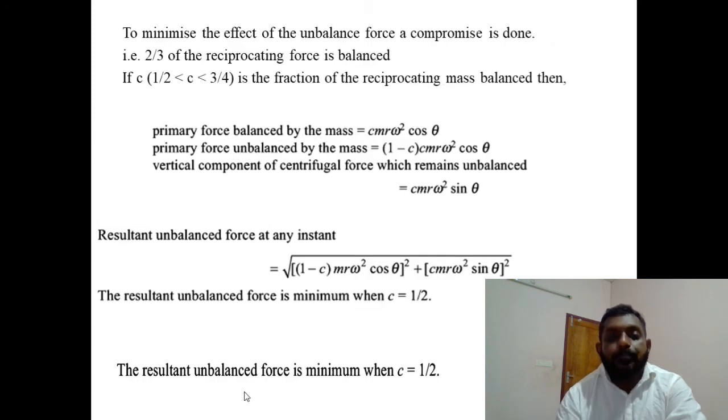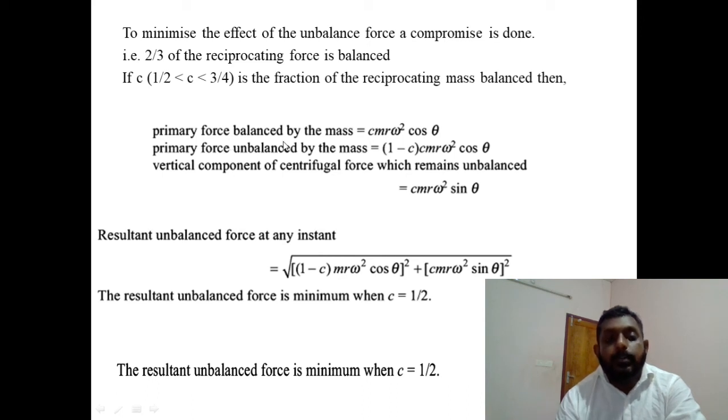slider crank mechanism. So to minimize the effect of unbalance, the only thing we can do is make a compromise. We are not taking a complete balance, we are considering a partial balancing. In the case of partial balancing, we are taking 2 by 3rd of the reciprocating force as balanced. So normally the value of c is the fraction of reciprocating mass balanced. The fraction is normally between half and 3 by 4th. So in between, we are taking 2 by 3 for our purpose.